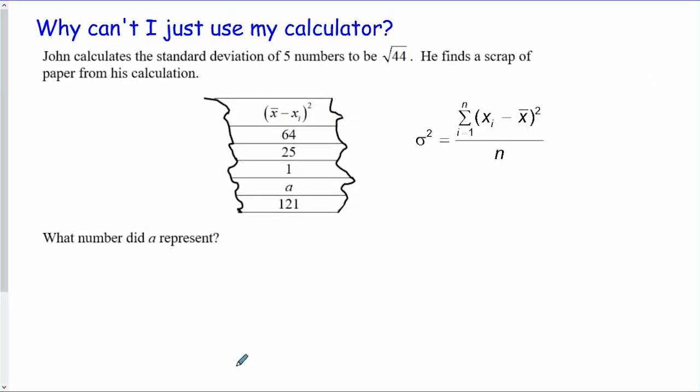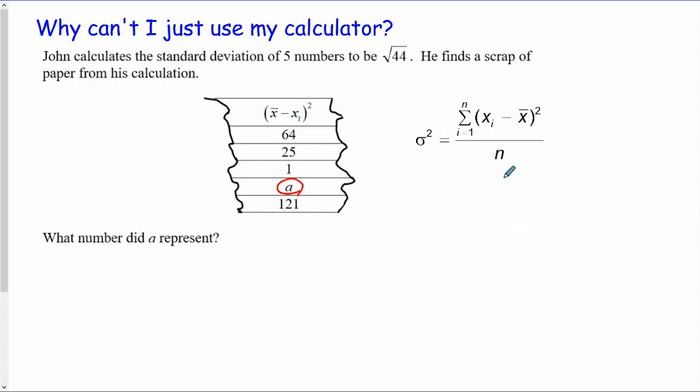Right. So here's an example. We're not given the raw data. John calculates the standard deviation of 5 numbers to be the square root of 44. And he finds a scrap of paper from his calculation. And the question is, what number was here if these numbers, which we don't actually know the original data, had a standard deviation of the square root of 44, and there were 5 of them.